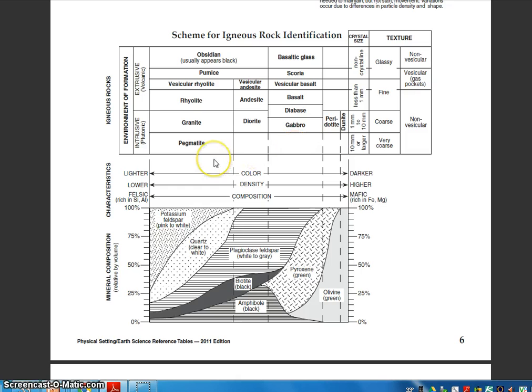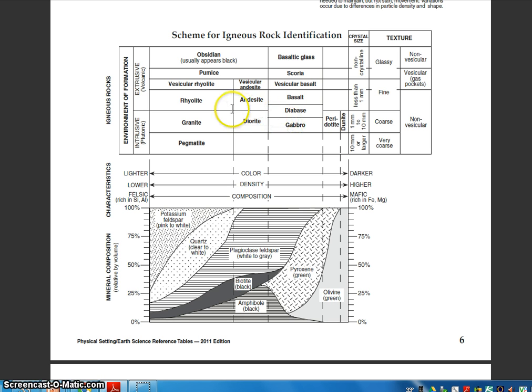Of these different igneous rocks, you're going to be responsible for being able to identify granite, rhyolite, pumice, obsidian, basaltic glass, scoria, basalt, and gabbro.